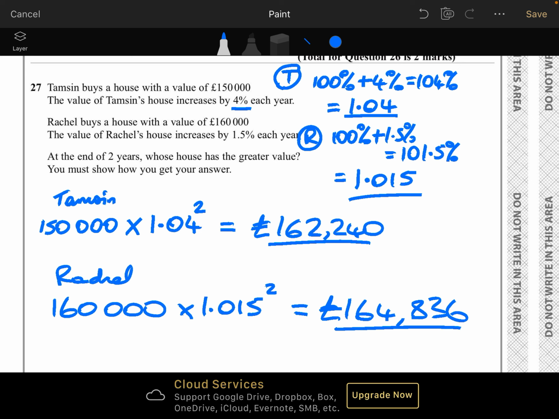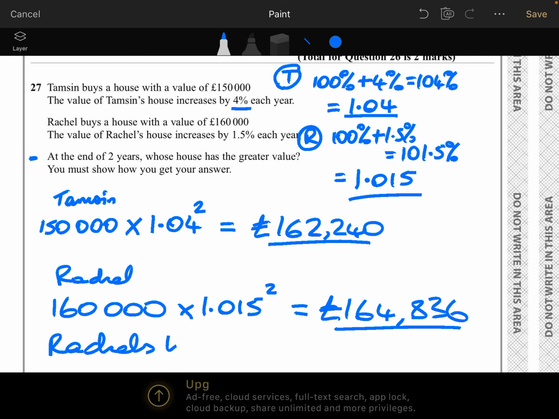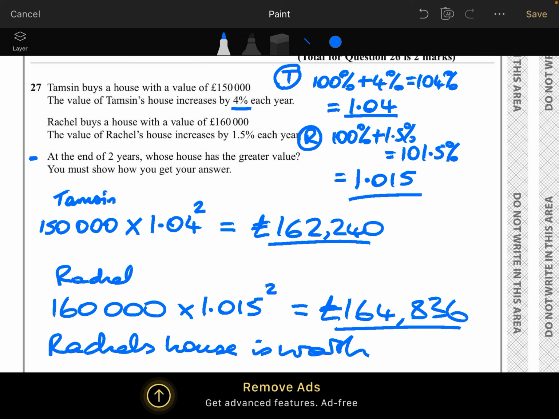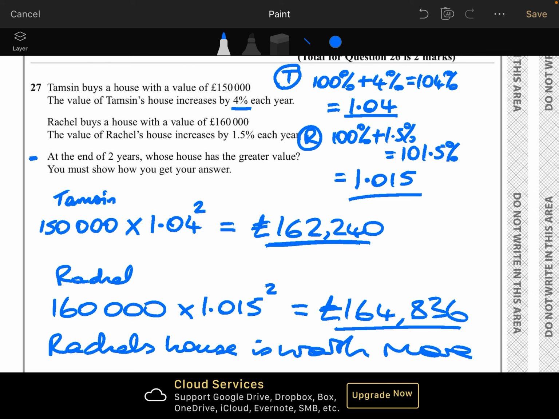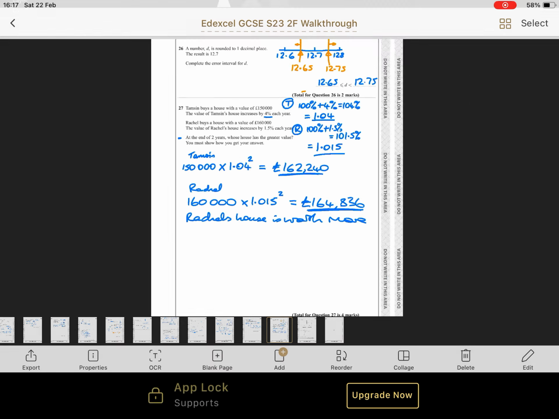And so it says at the end of the 2 years, whose house has the greater value? So we can see that Rachel's is worth more, so I need to write that down. Rachel's house is worth more. It's important to show your working, but we've done that here, and I've underlined the final value for each, so it's really clear to see, but I need that final statement just to make sure I get the marks.